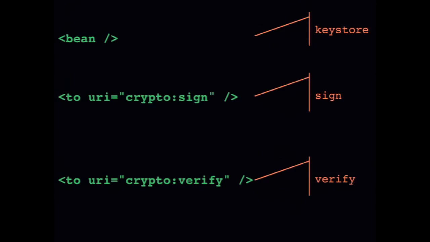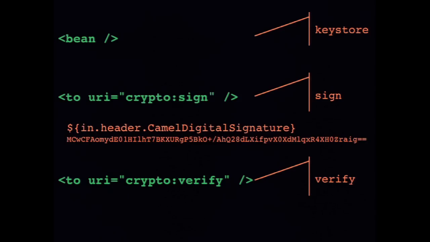And as you can see, it looks totally different. First of all, you have to configure a bean which provides access to the key store. That's all for setup work. But if you want to sign your message, you send it to the endpoint crypto sign. And if you look at the body, nothing happens. What happens is you get another header in the message, CamelDigitalSignature, which contains the hash value of your message. So the body is, of course, unchanged, and the message is sent back.